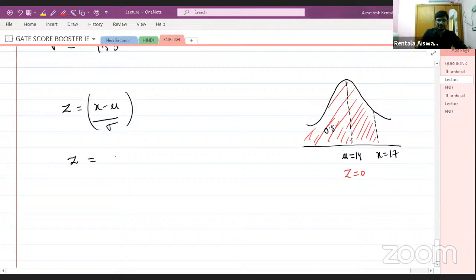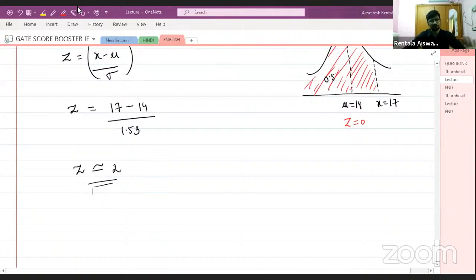So z is equal to x minus mu divided by sigma, where x will be the due date or delivery date given by the customer, or in the question they are saying to calculate for 17 days. So x minus mu divided by sigma is 3 divided by 1.53. The z value comes out to be approximately 1.97 something. Approximately I'll take it as 2, and I'll tell you a few more concepts related to this. So please listen.